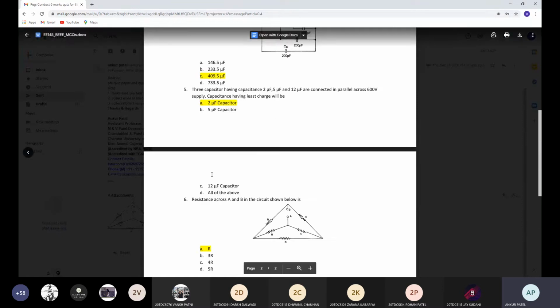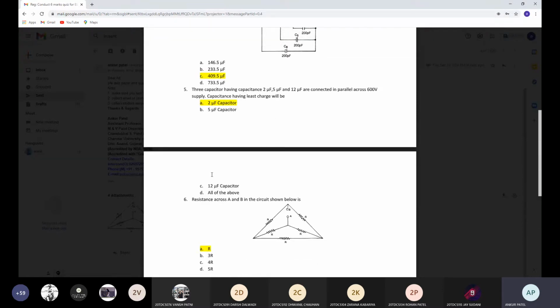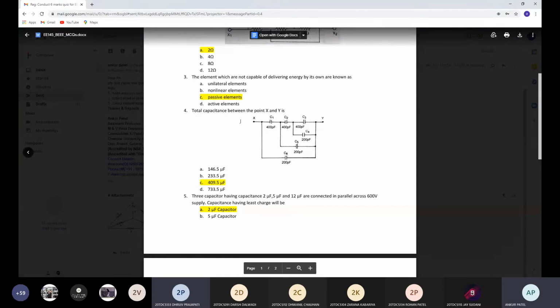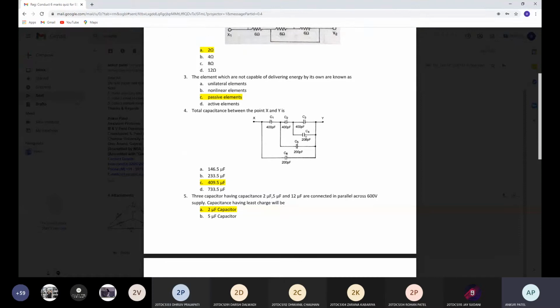Sir, can you solve the fourth question for me? I am having a doubt in that. Yes, calculate this parallel connection, 400 plus 200. This is parallel, so that becomes 600. Now this 600 is in series with 400. So 400 into 600 divided by 400 plus 600. Tell me the value.